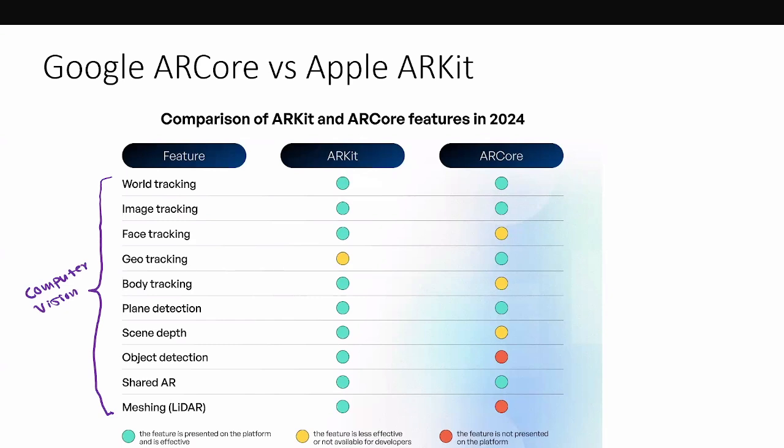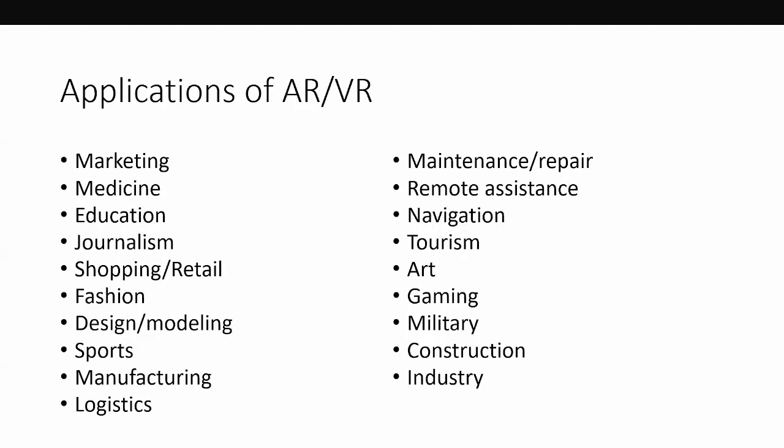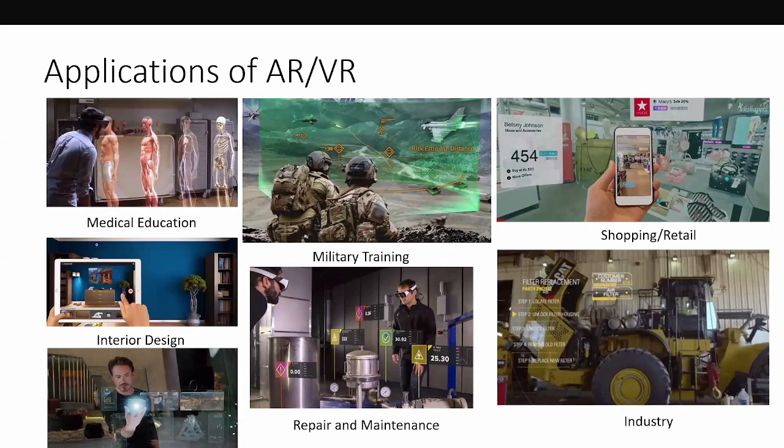So therefore, this AR and VR is actually kind of a combination of computer vision and also computer graphics, right? So implementation wise, we need to learn computer vision and computer graphics. And AR, VR, as I mentioned, can be used in many areas like this. And now I have listed some areas with pictures here.